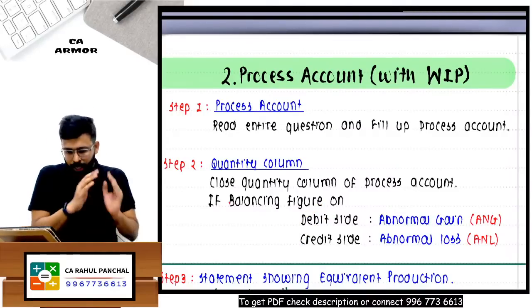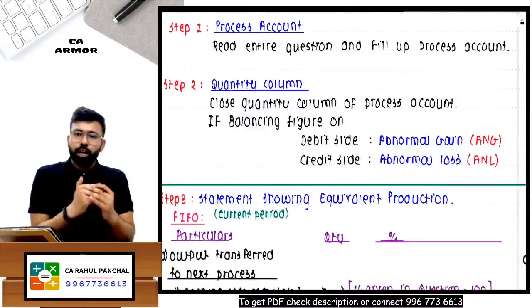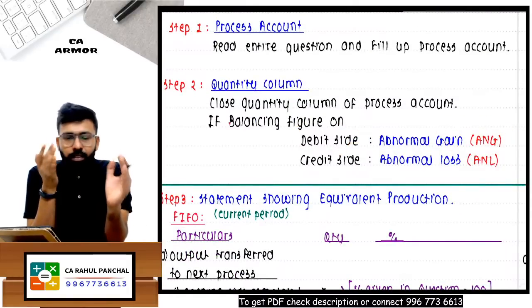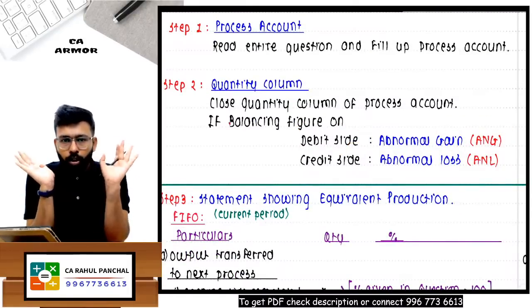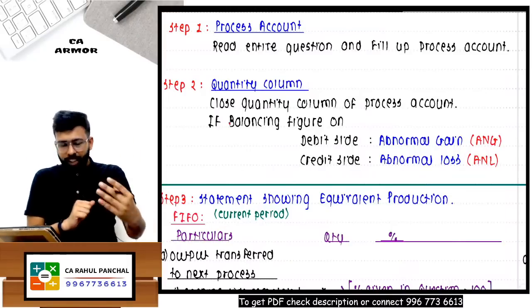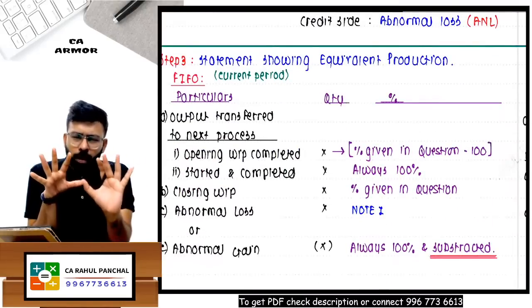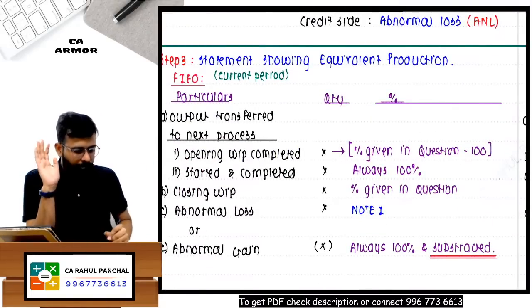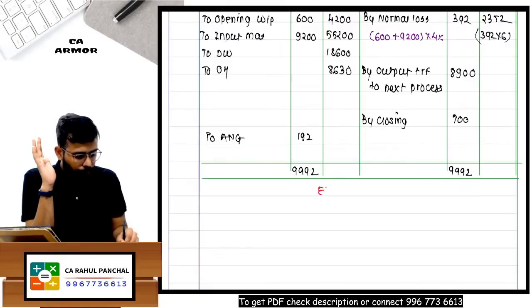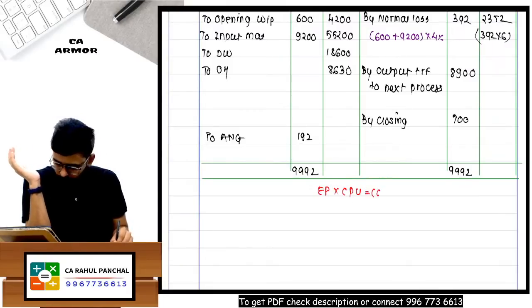Okay, now having done this, once you get abnormal gain or loss, you have got abnormal gain because it is on the debit side. If the balancing figure is on the credit side, it will be abnormal loss in that case. The logics are explained in much detail in the regular lectures or fast track lectures. Still, I'm trying to give you the things which can be given. Now 3 statements, guys, you're going to make 3 statements: one equivalent production statement, one CPU statement, and one cost statement.